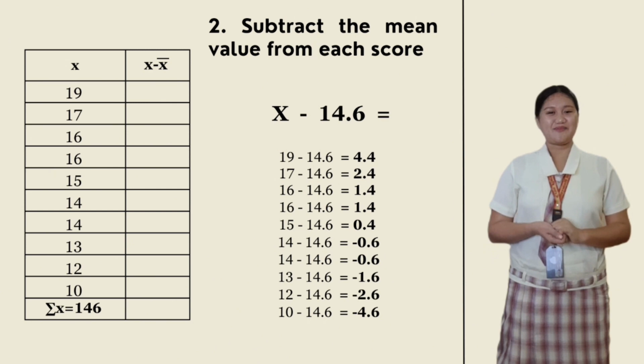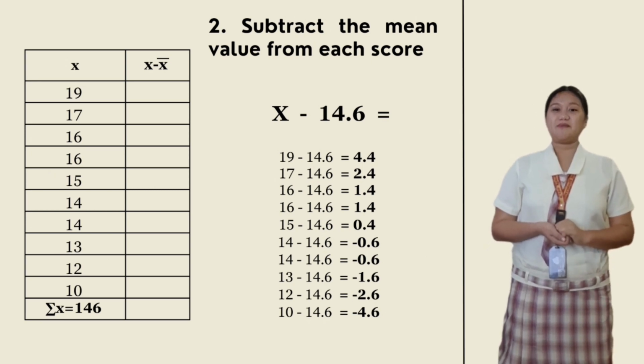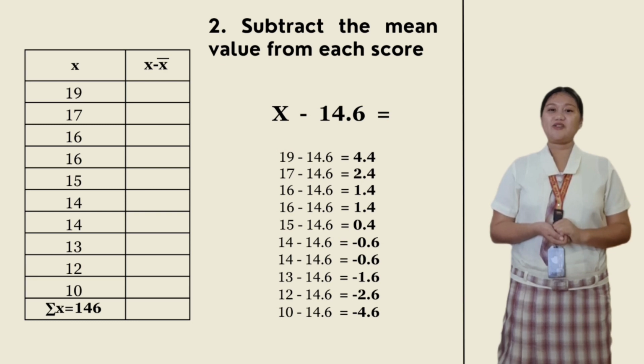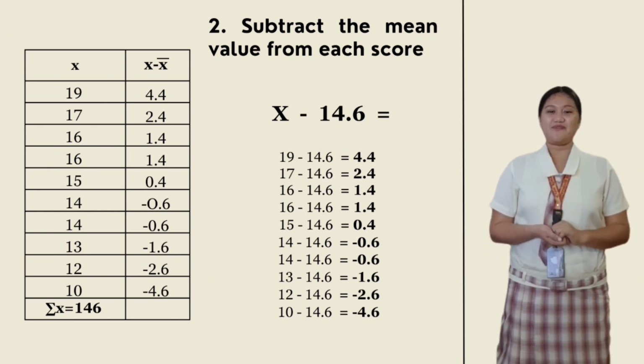Second step is to subtract the mean value from each score. So 19 minus 14.6 is equal to 4.4. 17 minus 14.6 is equal to 2.4, and 16 minus 14.6 is equal to 1.4, and 16 minus 14.6 is equal to 1.4, and 15 minus 14.6 is equal to 0.4, and 14 minus 14.6 is equal to negative 0.6, and 14 minus 14.6 is equal to negative 0.6, and 13 minus 14.6 is equal to negative 1.6, and 12 minus 14.6 is equal to negative 2.6, and 10 minus 14.6 is equal to negative 4.6. And here's the difference between each score and the mean value.